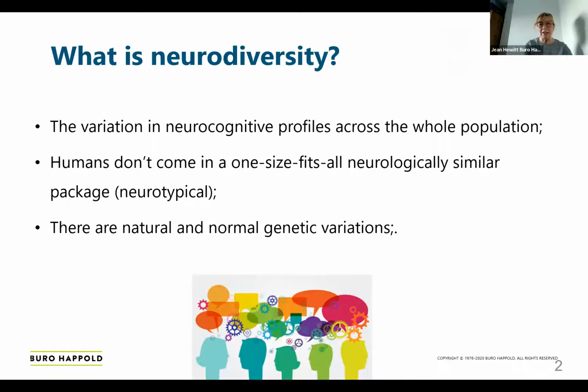I think to start with, I should talk to you about what neurodiversity is, because there are very different views on this. When we're talking about neurodiversity in the PAS, we are talking about the whole population, the neurocognitive profiles across everyone. So we don't come in a one-size-fits-all neurologically similar package, which typically we would call neurotypical. And there are natural and normal genetic variations in how we think and process information and so on.